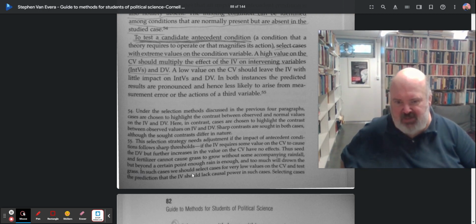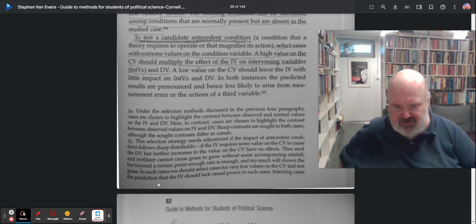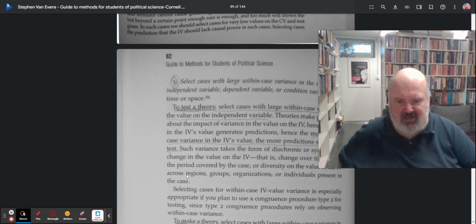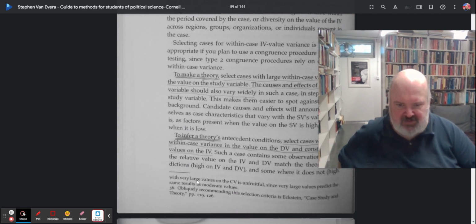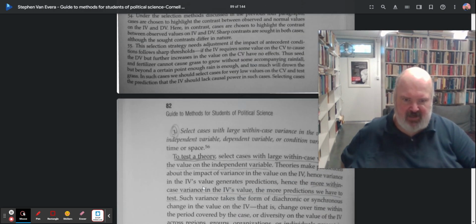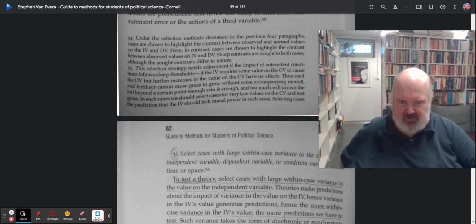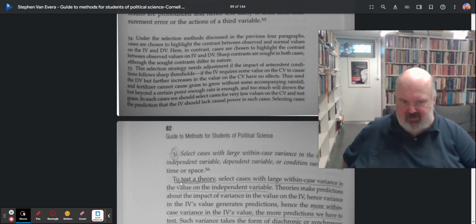In this case, we should select cases with very low values on the CV and test the prediction that the IV would lack a positive cause in such cases. Selecting cases with very large values on the conditional variable is unfruitful, since very large values predict the same results as moderate values. So therefore, this is not a fruitful way. It's better to do it at the IV and the DV level, right? That's why he says that.